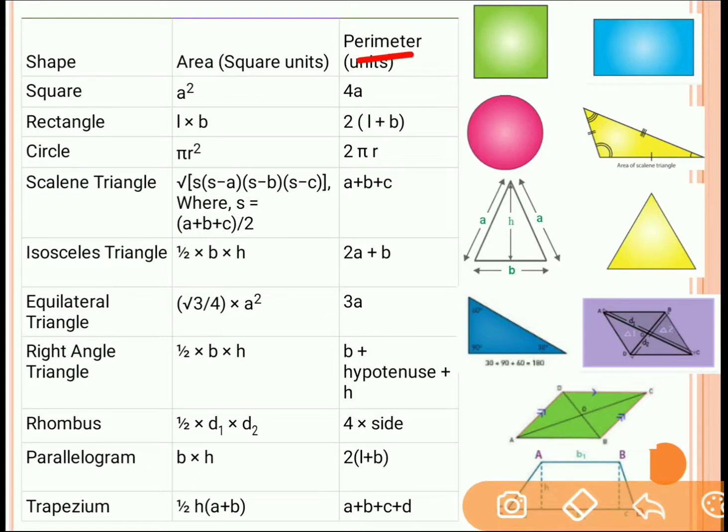Perimeter of the scalene triangle is what? Sum of all the sides of the scalene triangle, and that is equal to A plus B plus C.